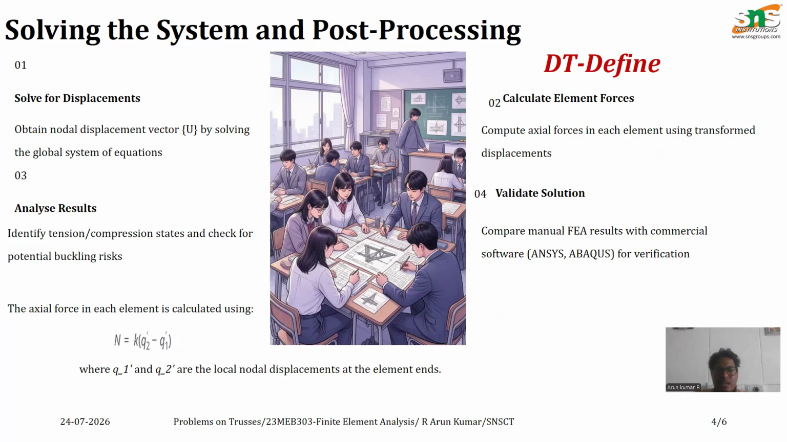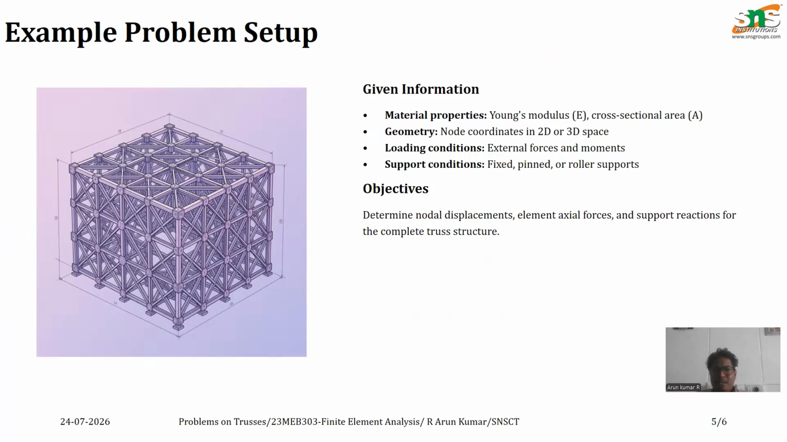The axial force in each element is calculated as N equal to k times (Q2 dash minus Q1 dash), where Q1 dash and Q2 dash are the local displacements at the element ends. Now the example problem setup gives information like material properties, geometry, load conditions, and support conditions. The material properties are the Young's modulus, cross-section area, and node coordinates in 2D or 3D space, and the external force or moment, and the fixed pin or roller support. The objective of this problem is to determine the nodal displacements, the element axial forces, and the support reactions of the complete truss structure.